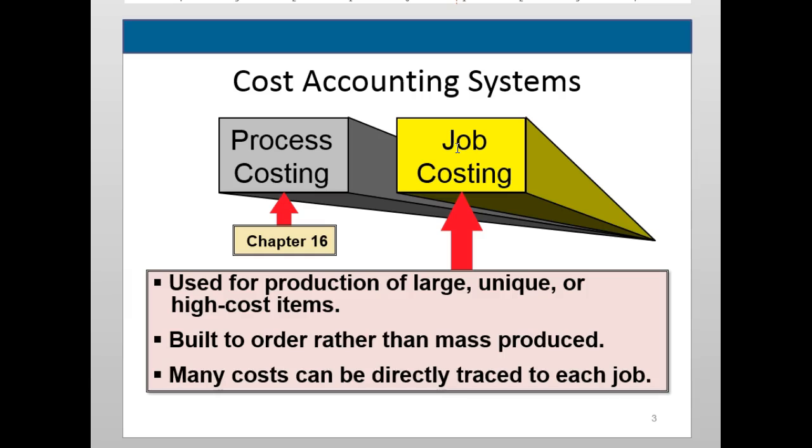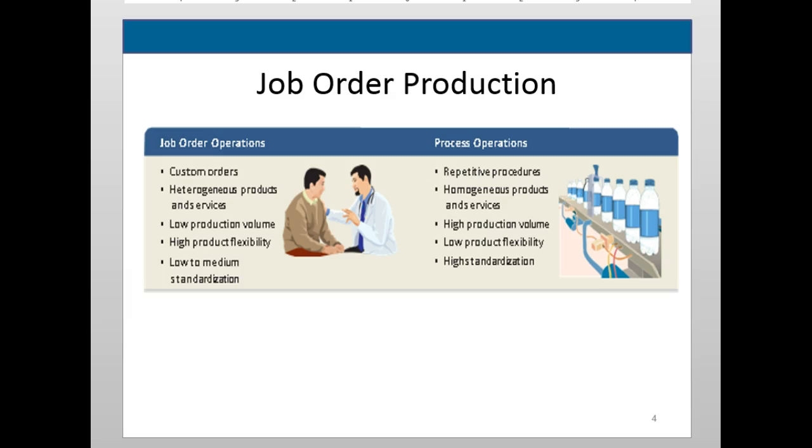An example would be if you were to rebuild an antique car. That would be on the order of a job costing system, and it's not mass produced. So all the costs that are incurred can be related to that one job. I think that made sense.